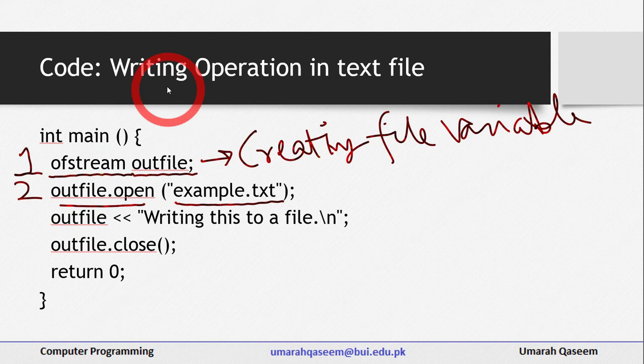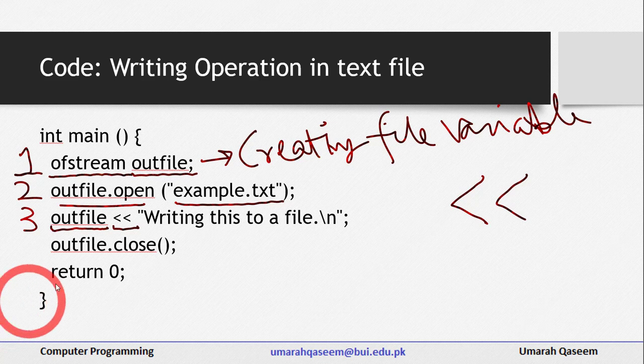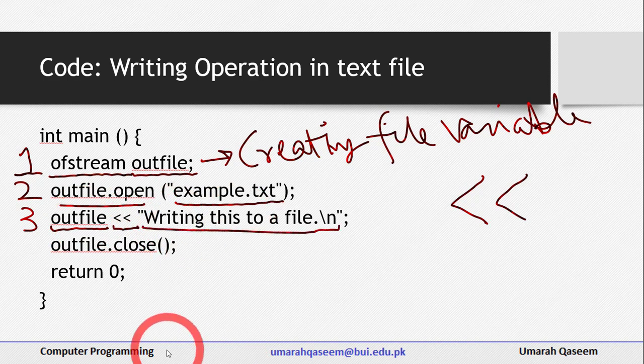The next step is to read or write from the file. Right now we are performing a writing operation, so in the third step, I am writing in the file. How do you write in a file? You write the name of your variable, and then you write these operators, as you can see clearly. This is the name of my file variable, this is the operator, and then you can write a string which you want to be saved in the file. This whole string along with \n will be saved in the file.